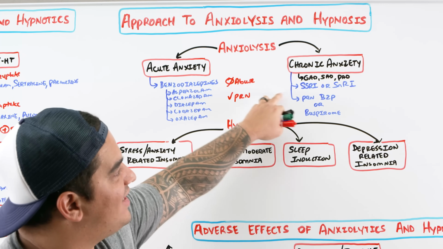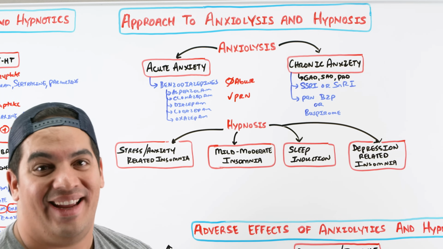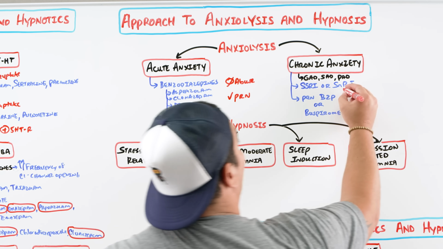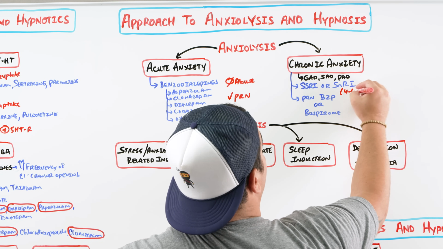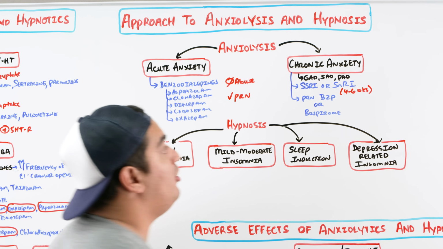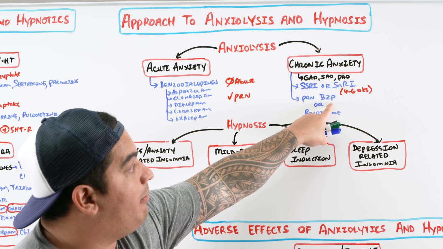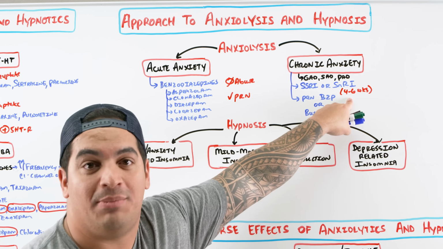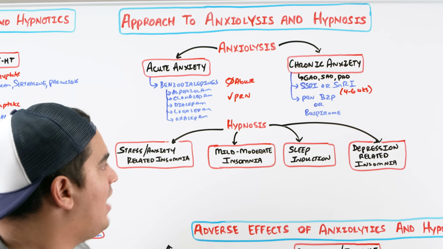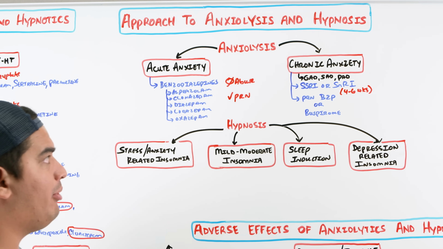The other thing is SSRIs and SNRIs, you know how long they take? These can take up to 4 to 6 weeks to really become therapeutic and produce anxiolytic effects. So that's why we use the PRN benzodiazepine or the buspirone until these become therapeutic. So that's the concept there. All right, that's how I would approach that one.